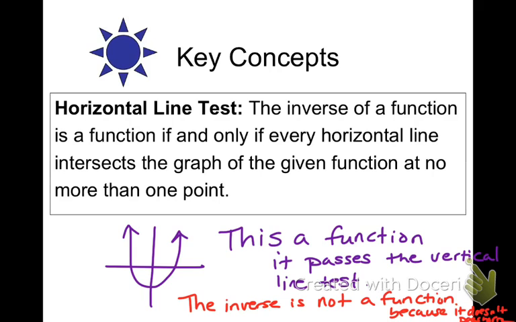Because I can draw a horizontal line, and does that intersect more than one place? Yes. That's a straight line. That was a pretty good line. Yes, I admit that's pretty good. Usually I don't do very good. So the inverse is not a function because it doesn't pass the horizontal line test.